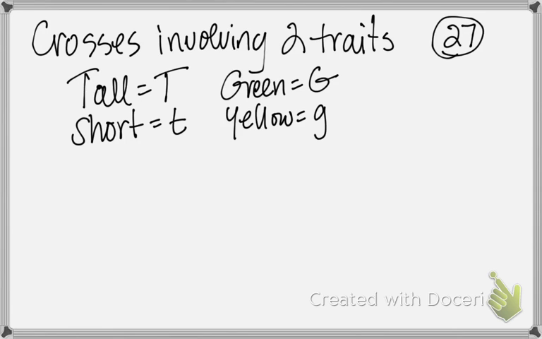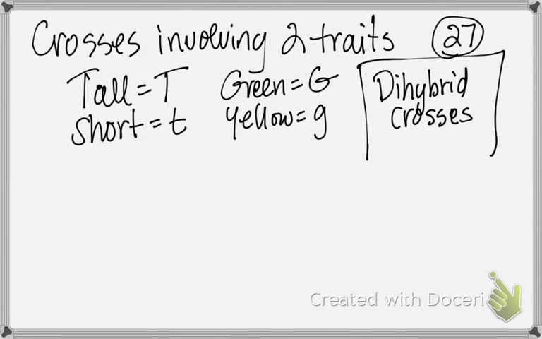No, I'm sorry. What am I saying? The law of independent assortment. And these are also known in your textbook as dihybrid crosses. So you can be taking these notes again on page 27, and then I'm going to give you a practice worksheet to work on over it.